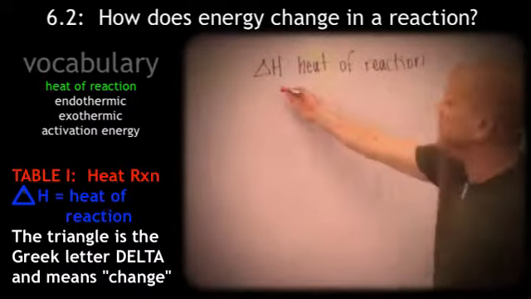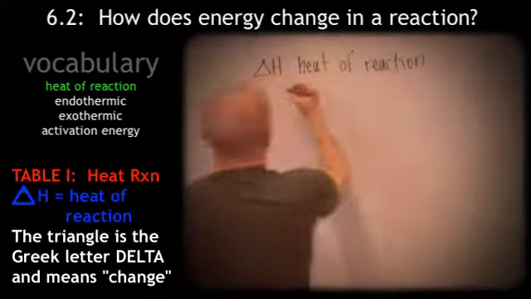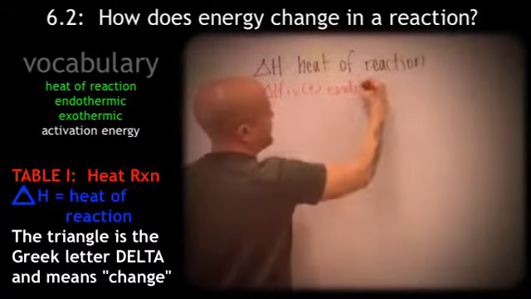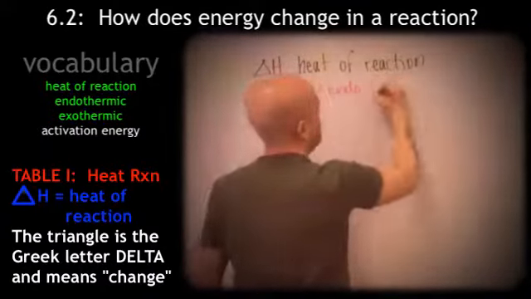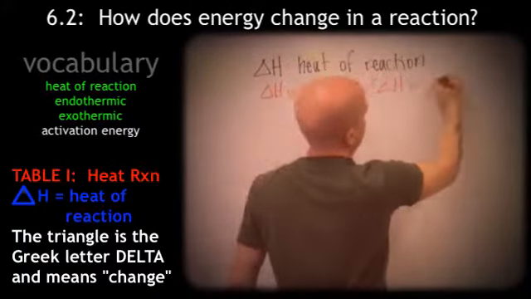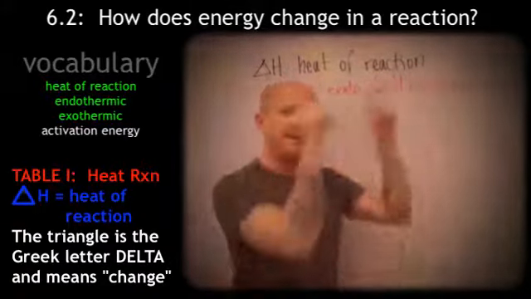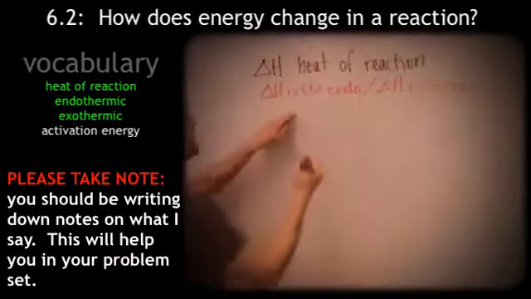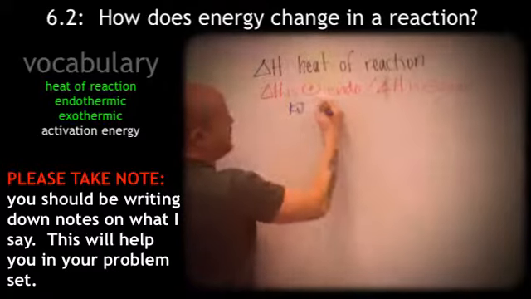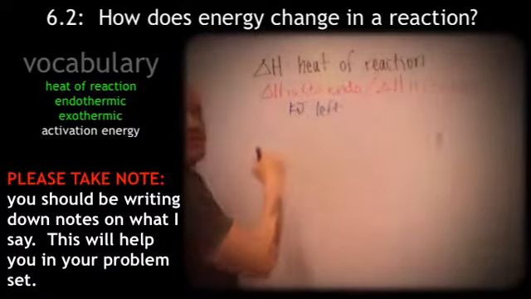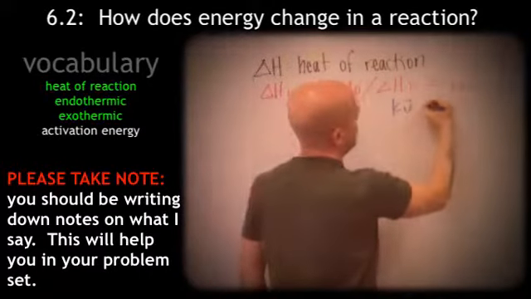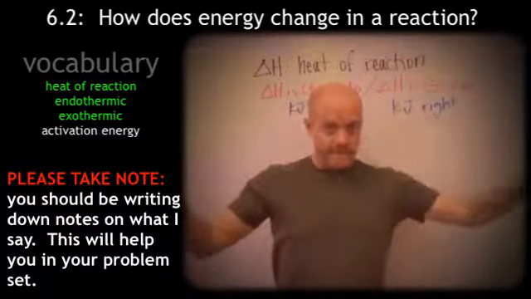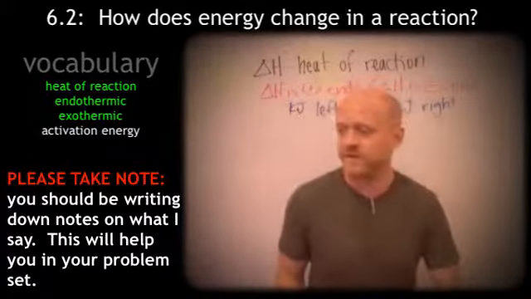So we have what is called delta H. Delta is the triangle. If delta H is positive, it's endothermic because heat is going in. If delta H is negative, it's exothermic because heat is coming out. One other piece of valuable information is the kilojoules will be on the left side for an endothermic reaction, and the kilojoules will be on the right side for an exothermic reaction. That's all you really need to know as far as the words are concerned.